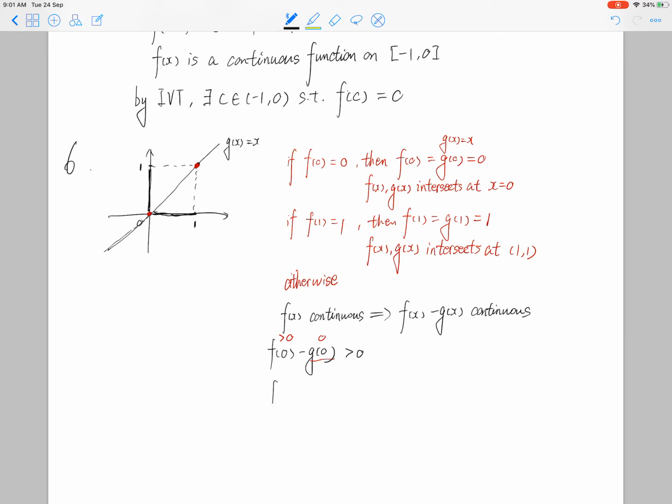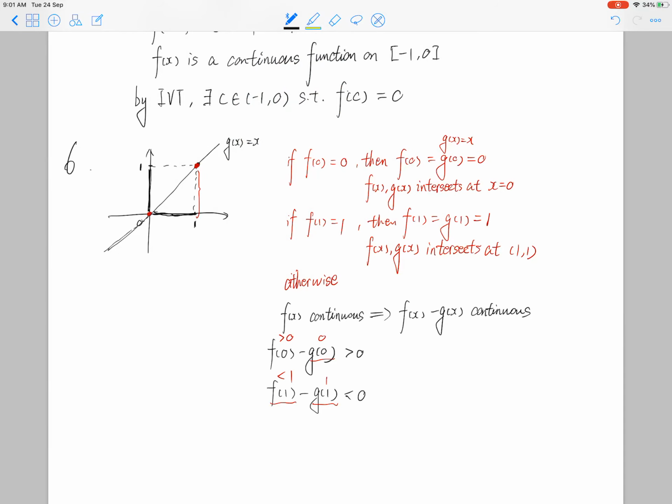Okay, f(1) minus g(1). g(1) is 1. f(1), you can see it from the graph, is strictly smaller than 1, because we already know f(1) is not 1. So f(1) is strictly smaller than 1, so the difference is smaller than 0.